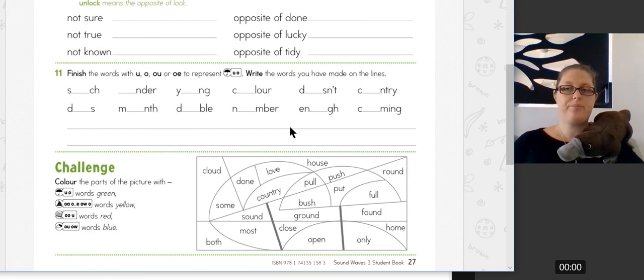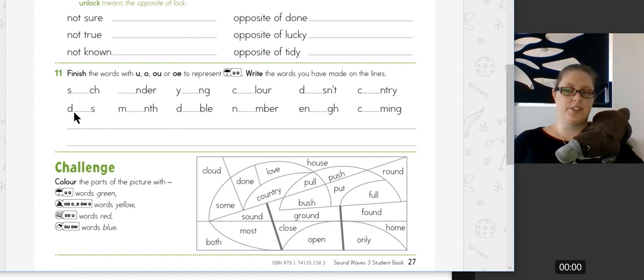Question 11. We're going to finish the words using the different graphemes to represent the sound. Once you are done, you're going to write the words on the 2 lines here. Some of these words are from the list. So if you're not sure how to spell the word, you can look at the list. Another great tool would be a dictionary or mum or dad. Have a go using the U, the O, the OU or the OE to finish these words here.